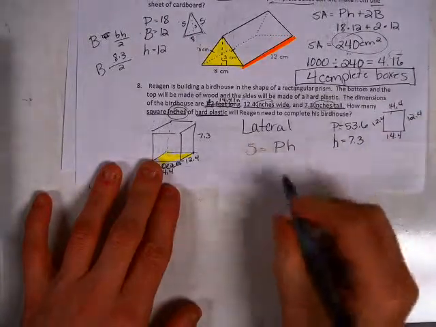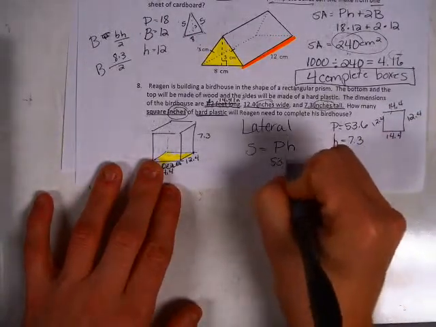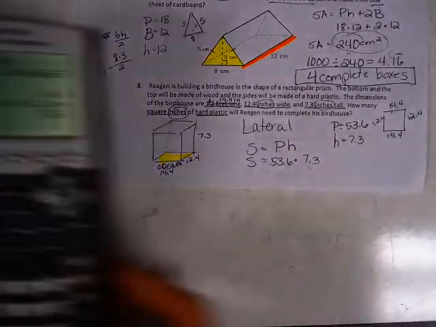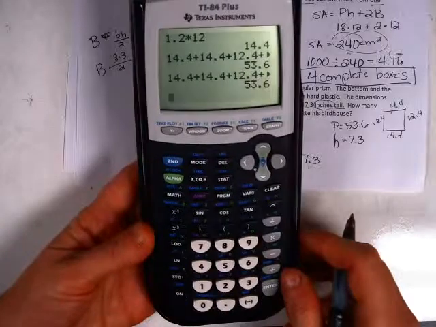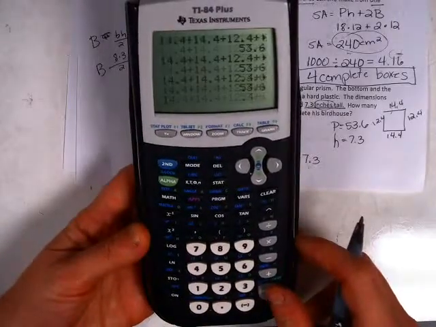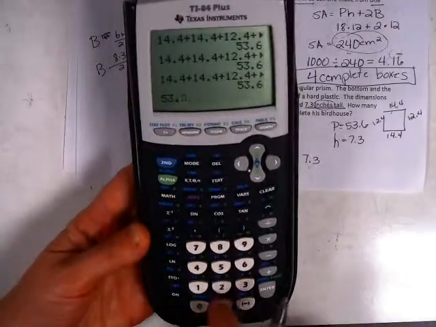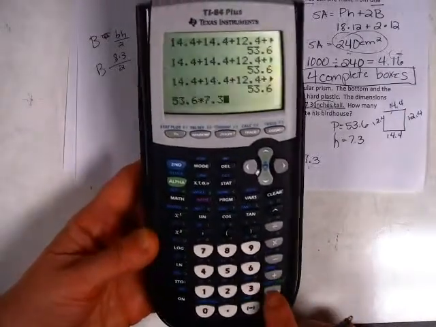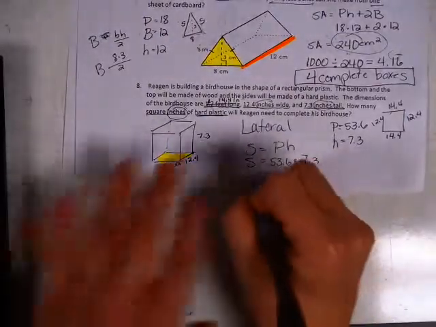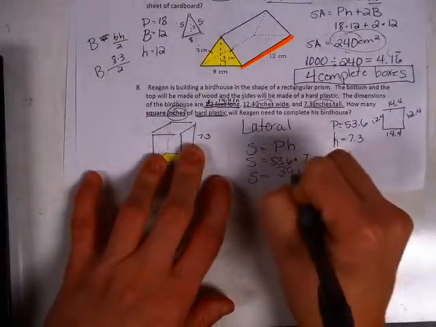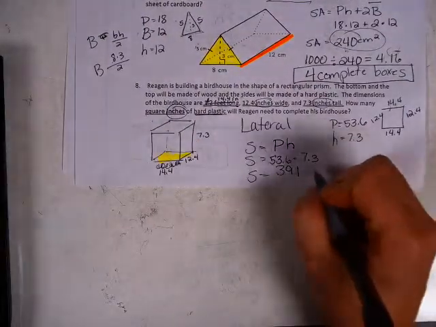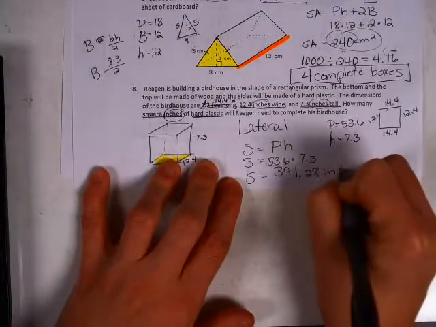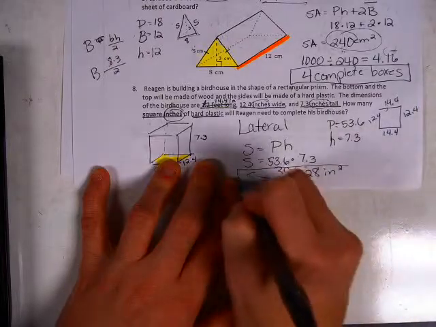That's going back to my figure. So I multiply those together. Essentially I'm going to multiply 53.6 times 7.3, and my answer should be 391.28 cubic inches, or excuse me, square inches.